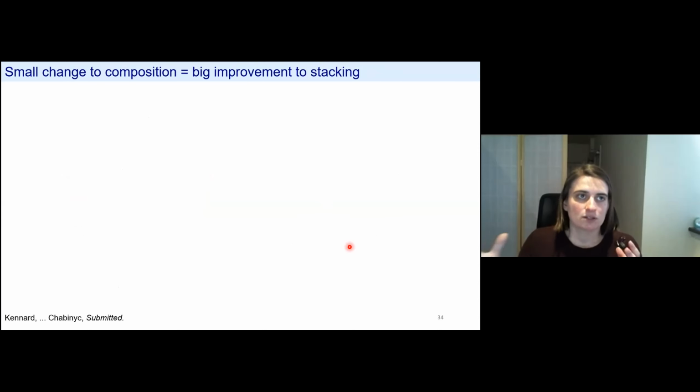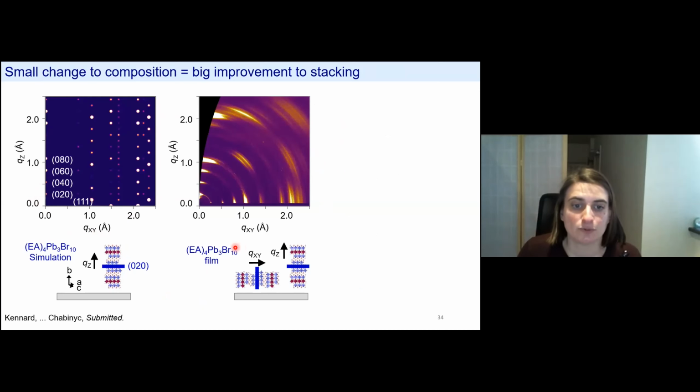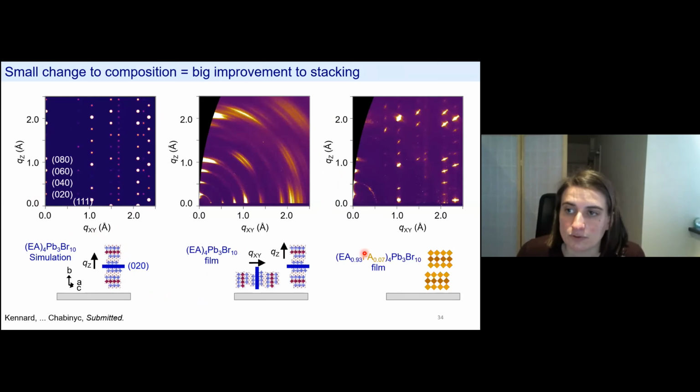And we saw that when we had small changes to the composition, this resulted in really big improvements to the growth. This is a simulation of the ethylammonium lead bromide 2D phase, assuming all crystallites are oriented upward. So you see the 0k0 peaks and the 111. This is the pattern for the ethylammonium lead bromide film that I showed. Notice the disorder. And this is the GIWAXS pattern for the film with formamidinium substitution. Notice how closely it matches the GIWAXS pattern of the simulated ethylammonium lead bromide, assuming all crystallites are upright. We have really defined 0k0 peaks. We have really defined 111. These are really small and sharp spots and not rings.